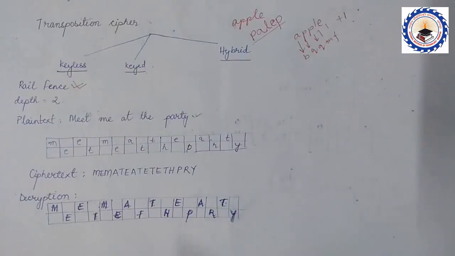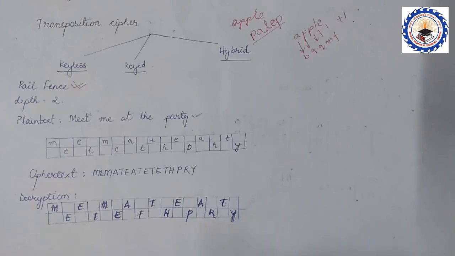In an exam, if the question is regarding the Rail Fence cipher, you must look at the depth of the cipher. If the depth is 2, you must draw 2 rows. If the depth is 3, you must draw 3 rows. Then the number of columns depends upon the given plain text. How many letters are there in the given plain text?